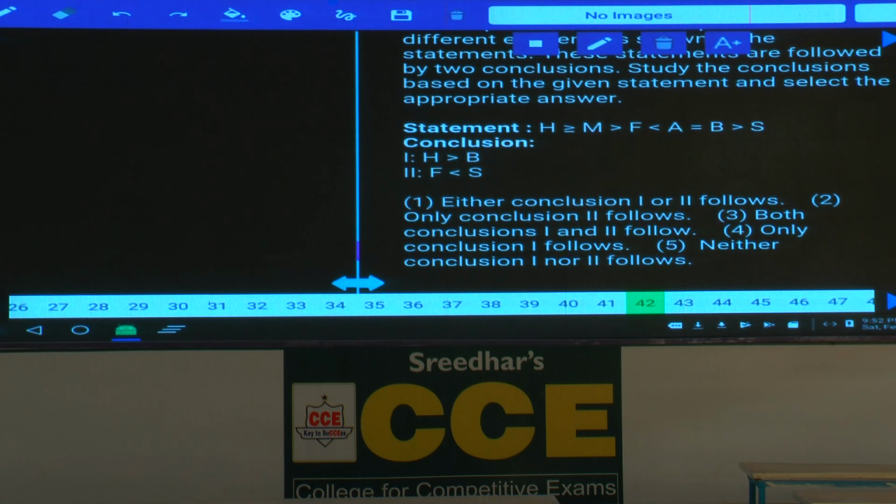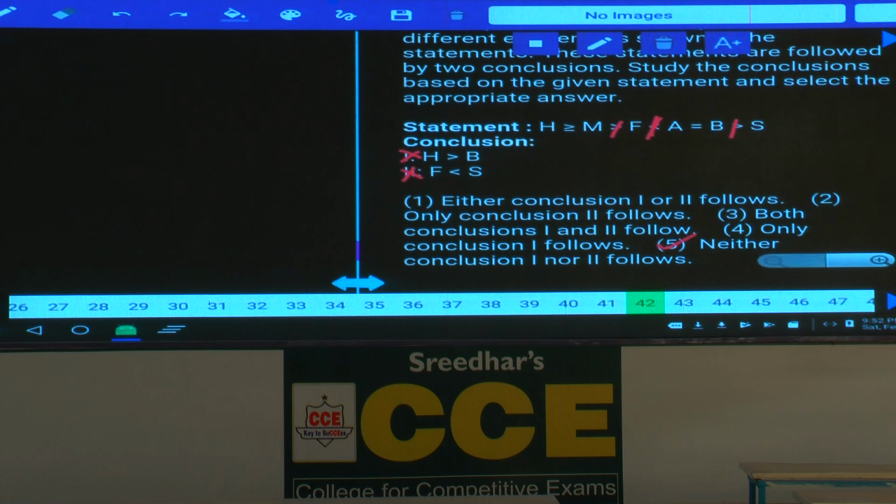Then question number 42. Now in this 42, the relation between H and B. H is here, B is here. Between these two, there is one greater than, one lesser than, two opposite symbols, hence no relation can be drawn. And the second one, the relation between F and S. Again between F and S, this is one lesser than, one greater than, again two opposite symbols, no relation. Hence neither 1 nor 2, that is choice 5. Question number 42, choice 5 is the answer.